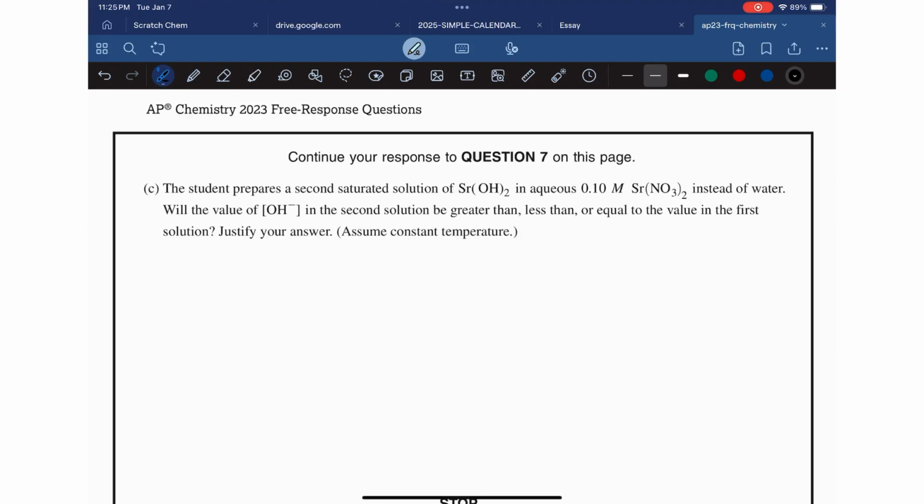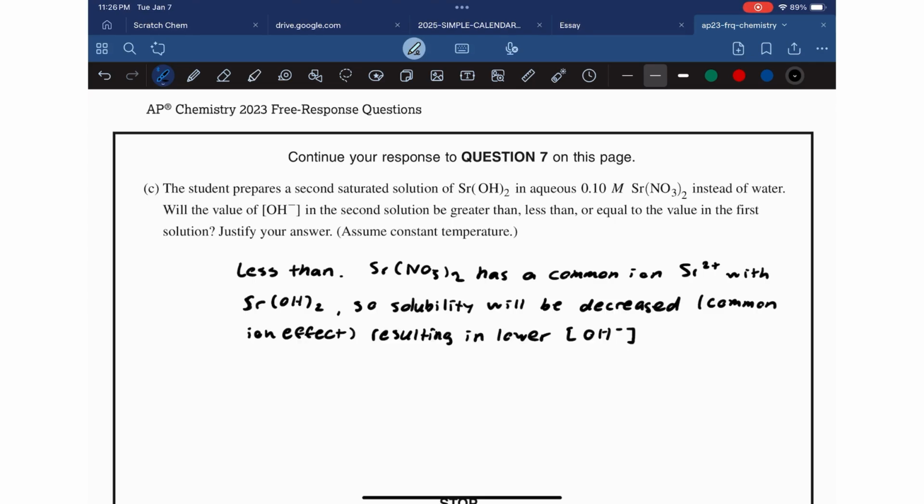So for 3, it would actually be less than, because this strontium nitrate solution already contains a common ion, Sr2+. So that means that the solubility of strontium hydroxide, which also has the Sr2+ ion, will be decreased, which results in a lower value of OH-.